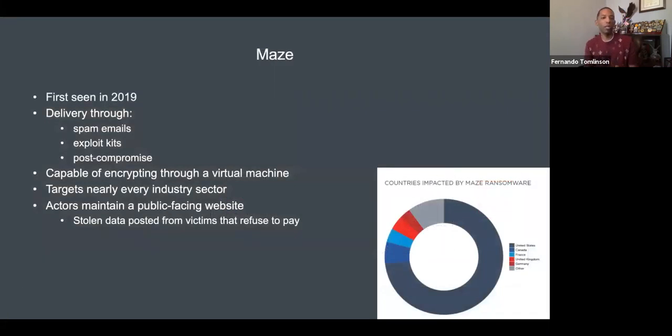All right, Maze ransomware, first seen the year before last, 2019. Emails, exploit kits, post-op compromise. It's targeting nearly every sector of the industry. What's interesting about this is they've taken shaming an organization to a new level. These actors maintain a public-facing website, and you're either going to pay the ransom and get the key to get your data back, or they've already stolen the data, and then they're going to release that data for people who don't want to pay. So you're either going to pay, and they may give your data back and not release it, or you're not going to pay, and then they're essentially going to blackmail and shame you. Right? This is taking ransomware to a whole new level.